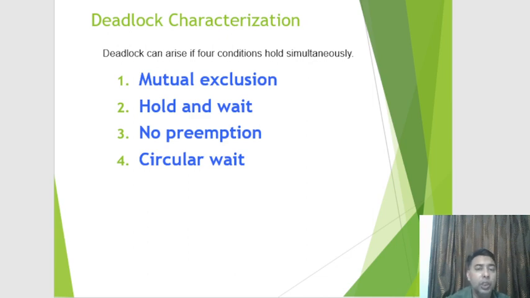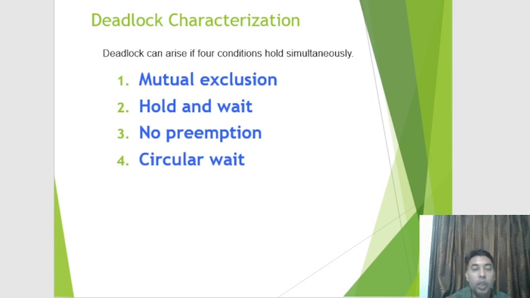Now, the second condition is hold and wait. In this condition, a process is holding at least one resource and waiting for other necessary resources. These resources are required for execution of this process, but they are held by some other processes. So this process can only wait for these essential resources.